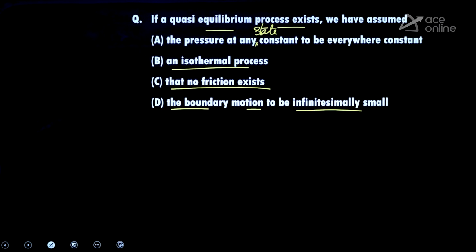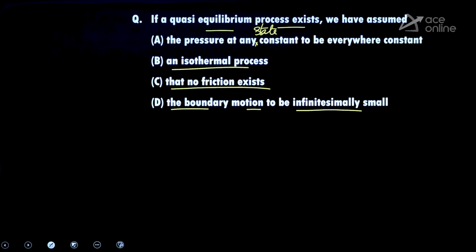So the answer, option D, is absolutely correct. Option D, no, not option G. The pressure at any state, in a quasi-static process, all the properties are uniform in the entire system. Since pressure is also one of the properties, the pressure at any state is uniform throughout the system. Therefore, option E is absolutely correct.